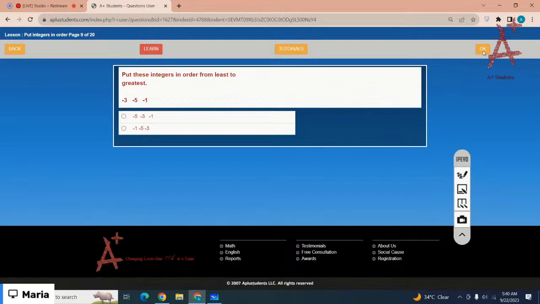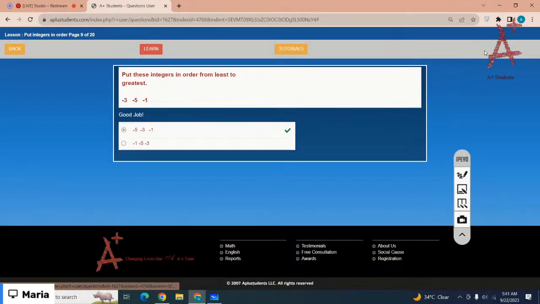Put these integers in order from least to greatest. Which is the correct option? The correct option is, yes, that is negative 5, negative 3 and negative 1.